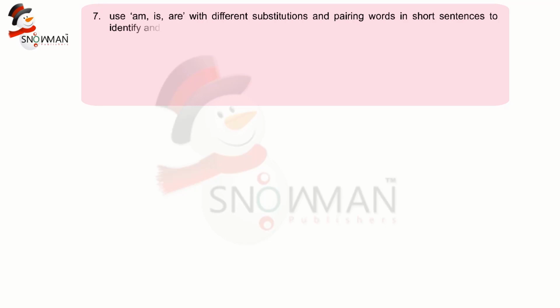Use am, is, are with different substitutions and pairing words in short sentences to identify and describe a person, place, or thing. For example, I am. Use has, have to show possession.